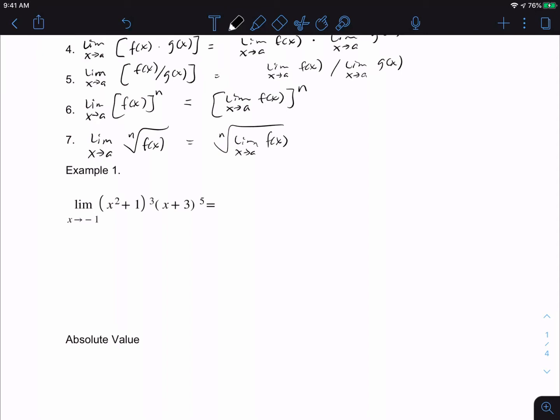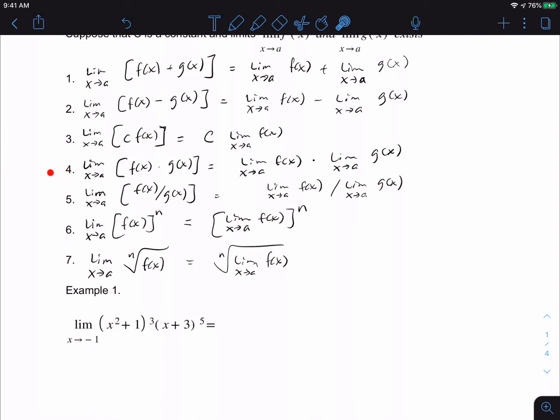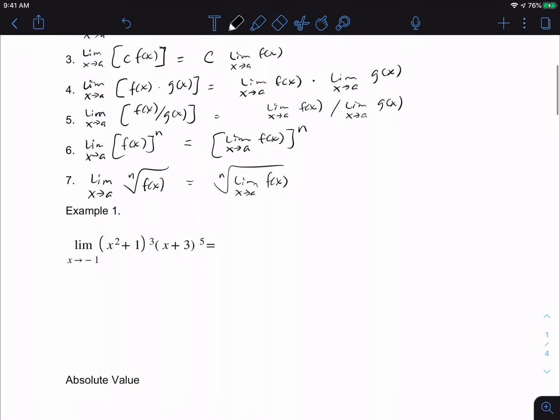So in this problem, the first thing that I'm going to do is, since I have a power on the outside on each one of these, see I have the limit? So since I have the limit of a product, I'm going to use number 4 first, okay? It tells me that the limit as x approaches -1 of (x squared plus 1) cubed times the limit as x approaches -1 of (x plus 3) to the 5th power. That was using rule number 4, right?